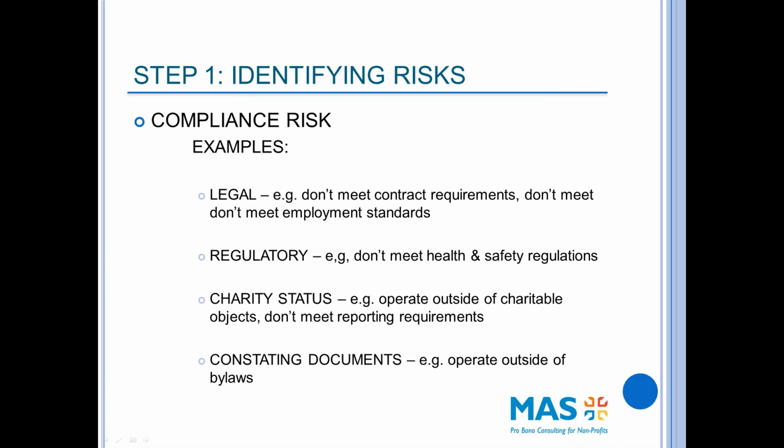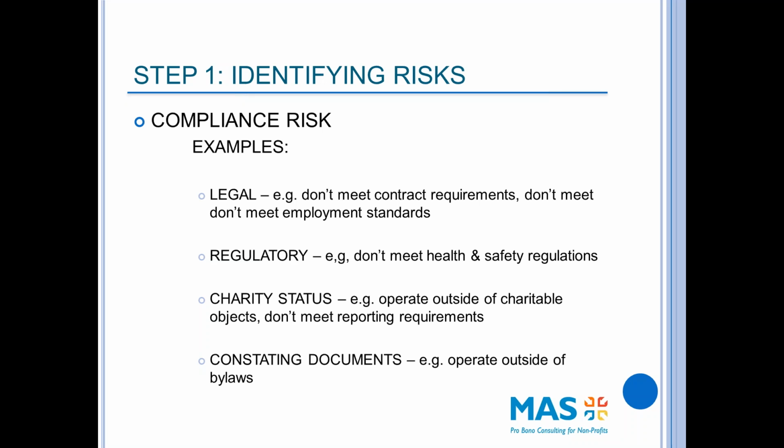Again, if I use charitable status as an example, the risk is that you operate outside of the objects of your charity. If you do that, the consequence could be that you get your charitable status pulled. So you have to think about what are the various kinds of compliance risk you have. You have different kinds of regulatory risk. If, for instance, you're a daycare, you have a whole set of regulations that you must comply with, which would be different than if you have a senior center.